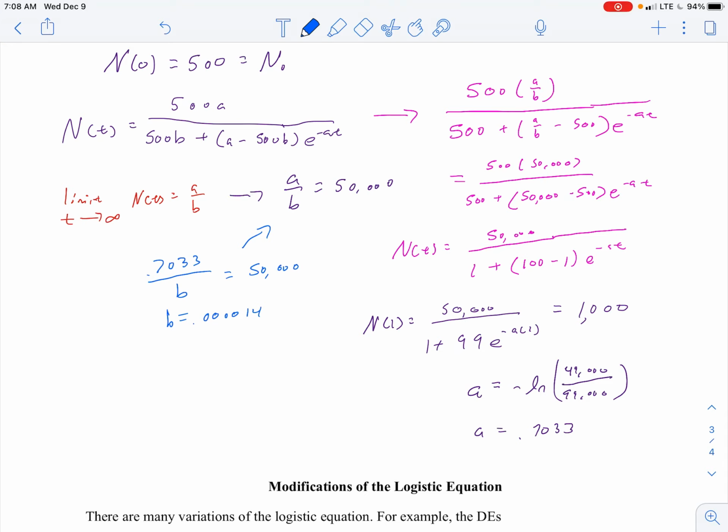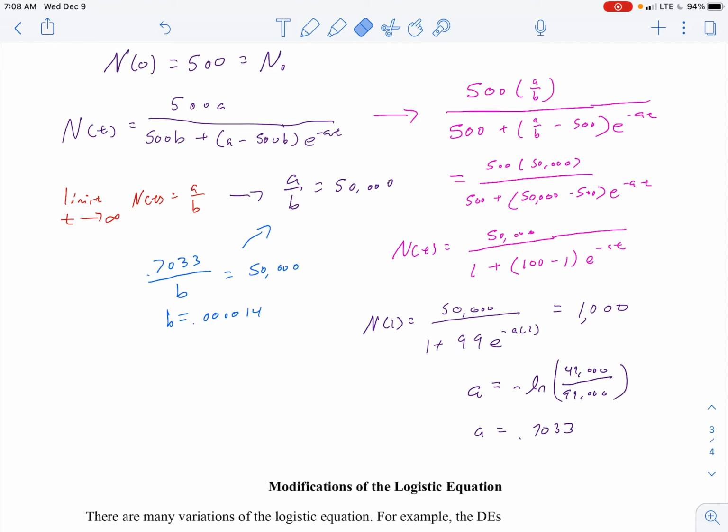Now, this is why I did it. This is why I divided by b. Because if I had tried to do a equals 50,000 b and then plug it into my graphing calculator to solve, it's going to be a very, very small number. It's going to be hard to find using the graphing calculator. So that's why I set it this way.